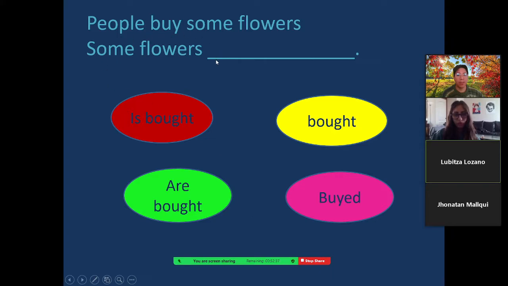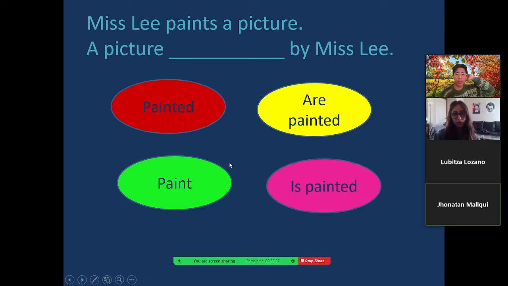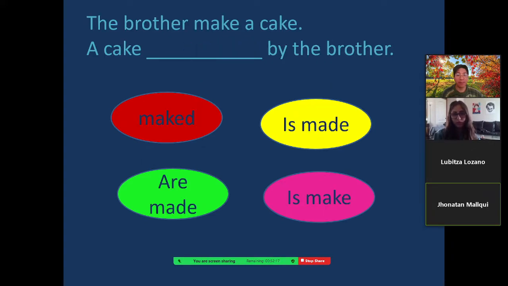People buy some flowers. Some flowers are bought. Are, because we have some flowers, yes. Sorry. No, don't worry, you can make mistakes. Miss Lee paints a picture. The picture is painted by Miss Lee. The brother makes a cake. A cake is made.